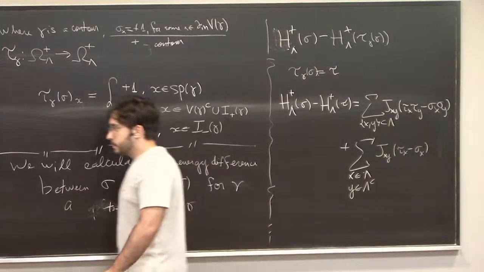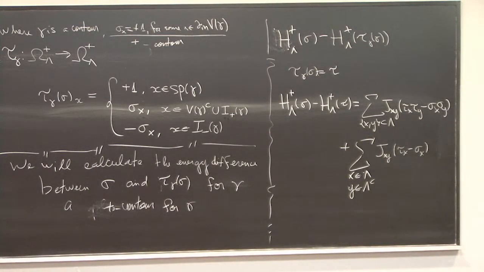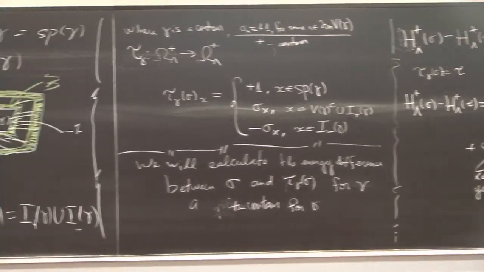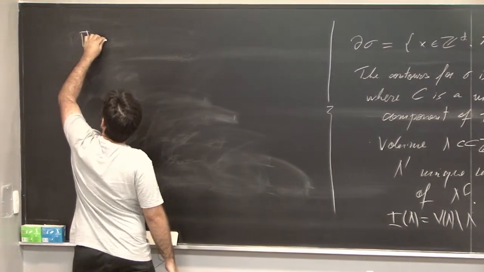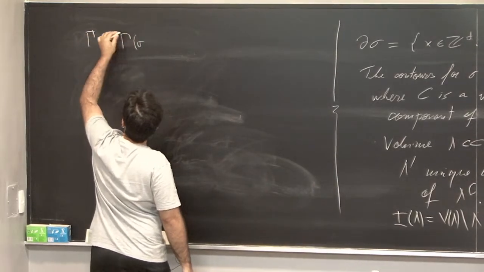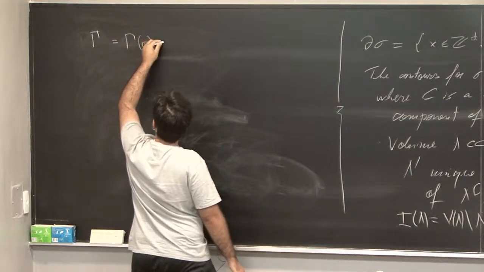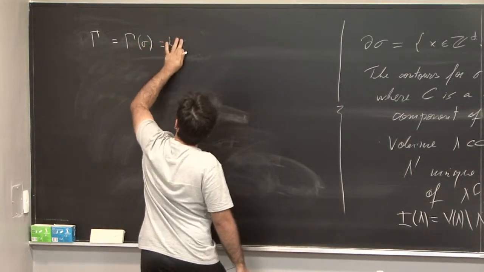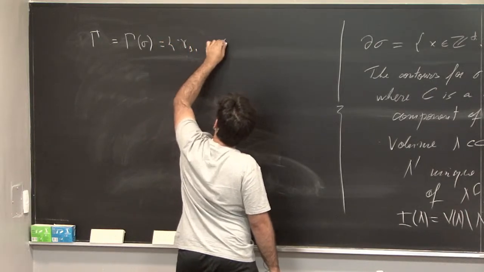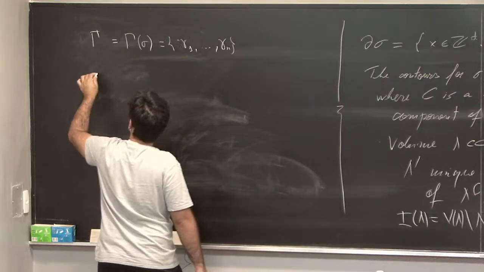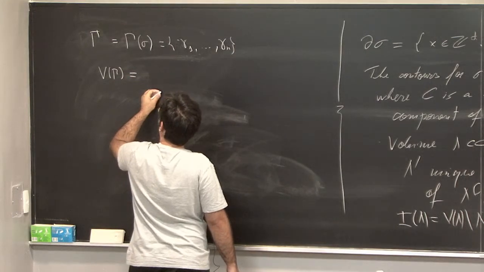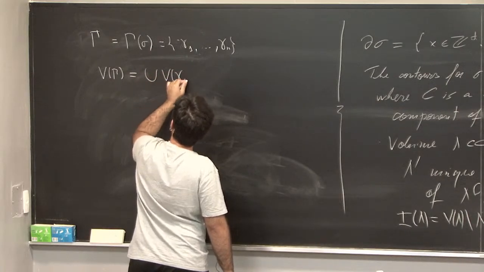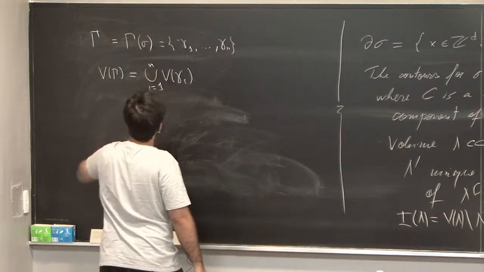So what happens is the following. I denote by gamma sigma the family of contours associated with gamma, and I will write V gamma when I mean the union of the volume of each one of its contours. Okay?